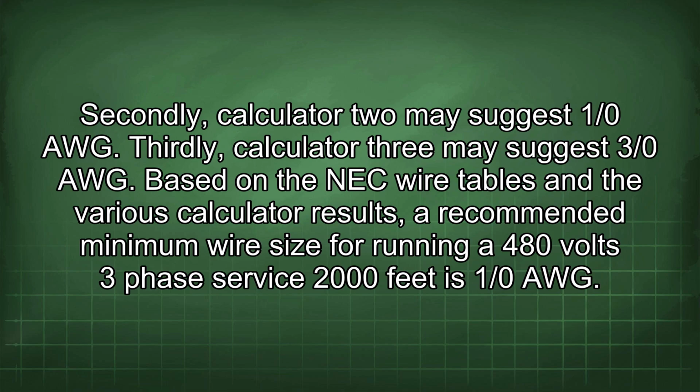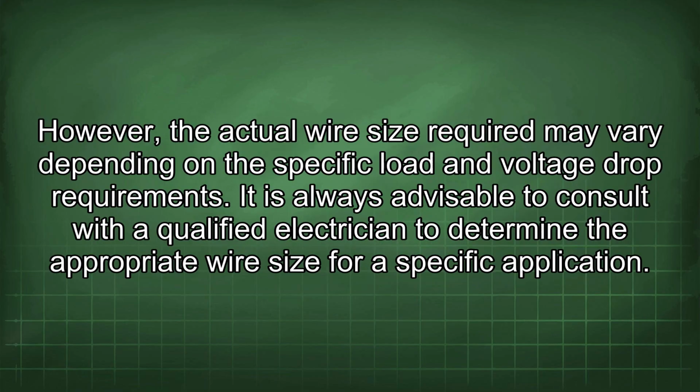Based on the NEC wire tables and the various calculator results, a recommended minimum wire size for running a 480 volts three-phase service 2000 feet is 1/0 AWG. However, the actual wire size required may vary depending on the specific load and voltage drop requirements. It is always advisable to consult with a qualified electrician to determine the appropriate wire size for a specific application.